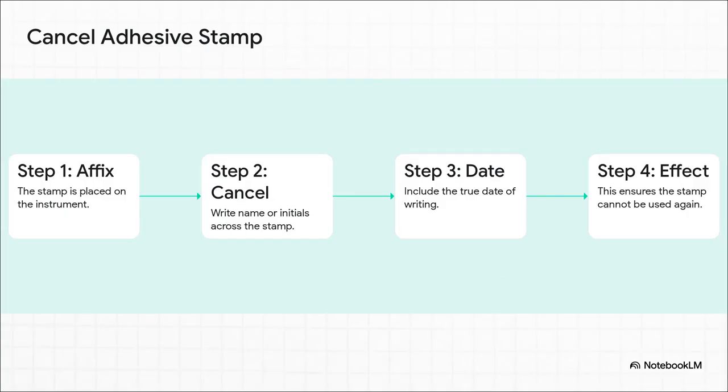And please listen up, because this is a tiny detail that can have massive consequences. If you use an adhesive stamp, it is not enough to just stick it on the paper. You have to cancel it, so it can't be peeled off and used again. You do this by writing your name or initials and the date across it, so some of the ink is on the stamp and some is on the paper. An uncanceled stamp means the document is legally considered unstamped. It's a small step, but it's everything.